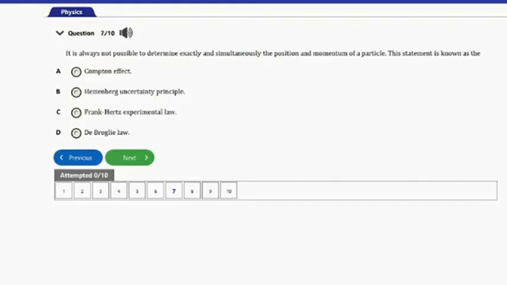So the next question here, question number 7, says, it is not possible to determine exactly and simultaneously the position and momentum of a particle. This statement is known as the A. Compton effect, B. Heisenberg uncertainty principle, C. Franck-Hertz experimental law, D. de Broglie law. So guys, the answer to this question is option B, Heisenberg uncertainty principle. And that's it for this question. Let's go ahead and consider the next question, guys.